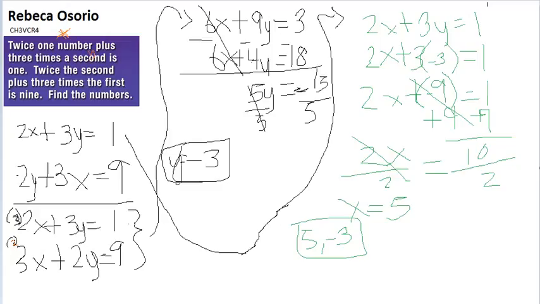Here, the problem reads: twice one number plus 3 times a second is 1, and twice the second plus 3 times the first is 9. And it's asking you to find the numbers. So how do we do that?